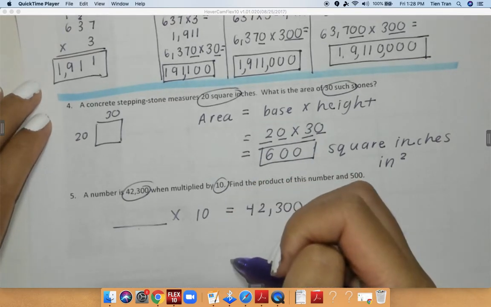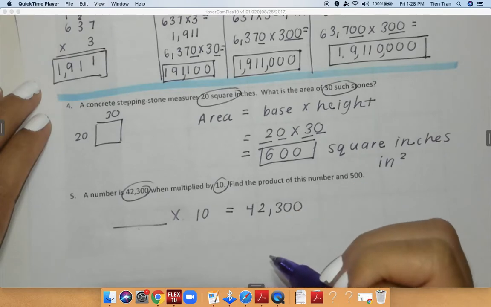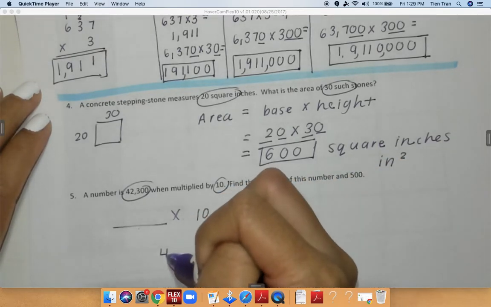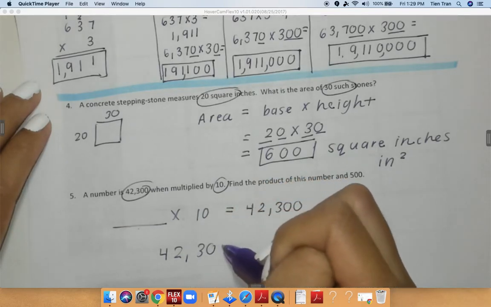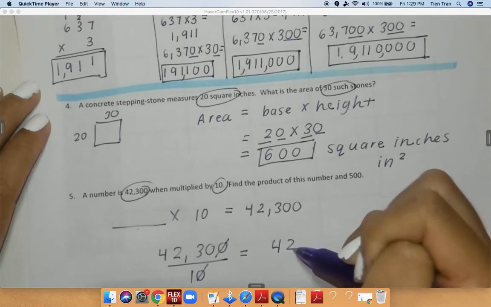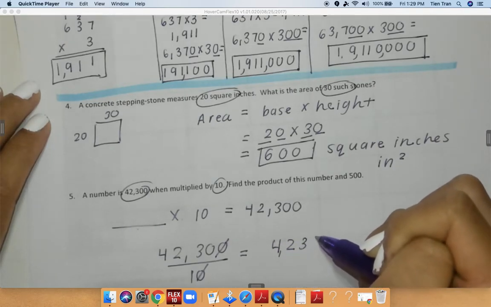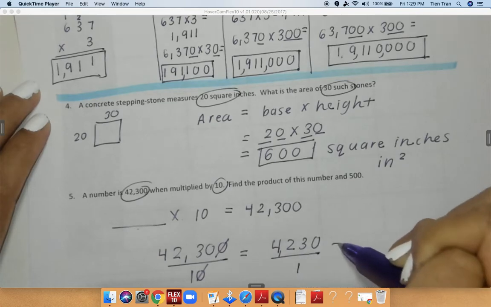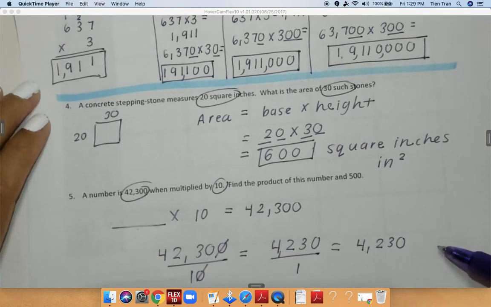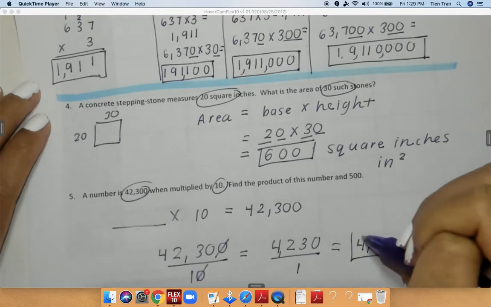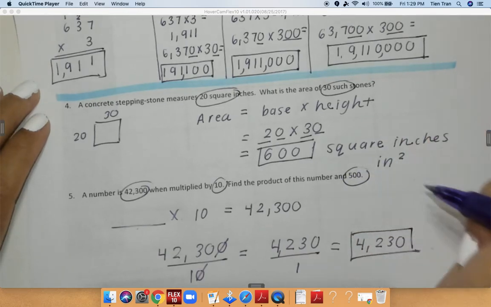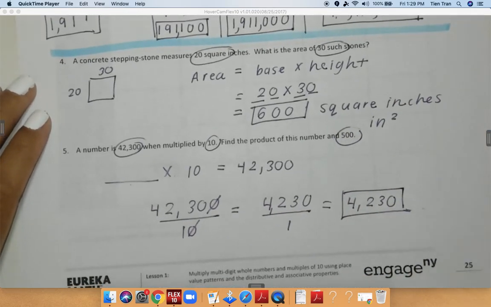To figure out that number, what I'm going to do is make sure that I am dividing, right? So I can set this up as 42,300 divided by 10. And what I'm going to get is 4,230 over 1, which is equal to 4,230. And that is what they want me to have. But I'm not done, because now they want you to find the product of this number and 500. So I need to multiply this number by 500.